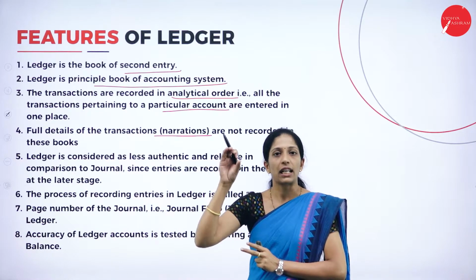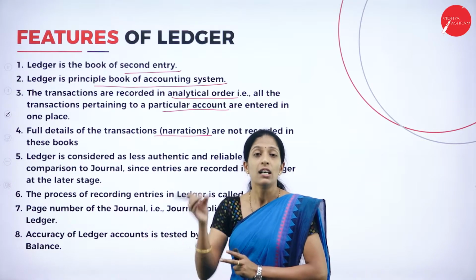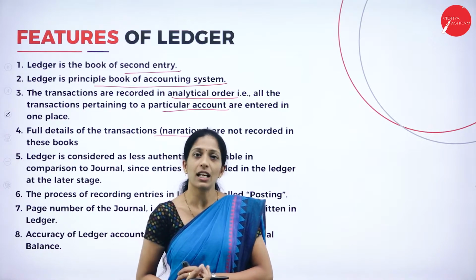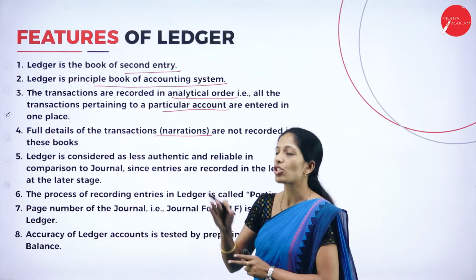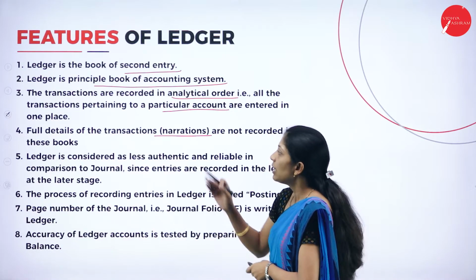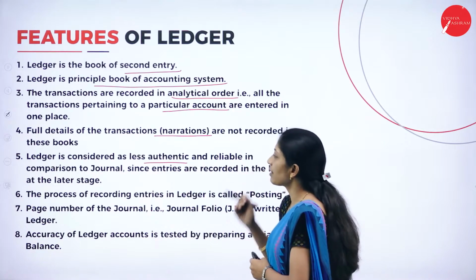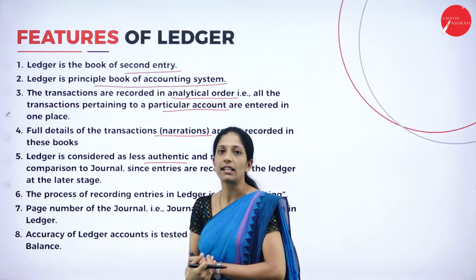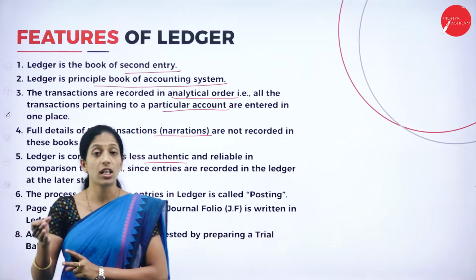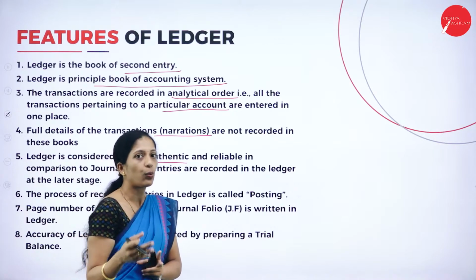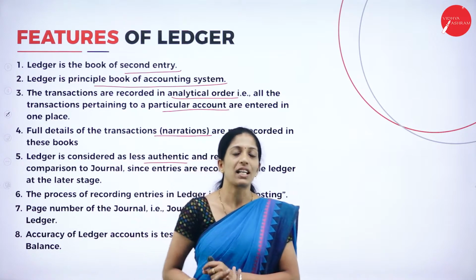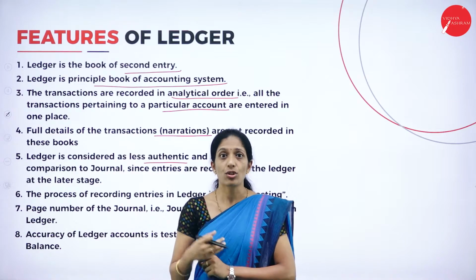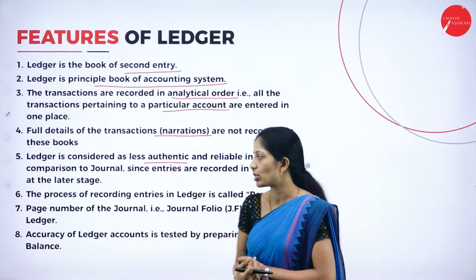So, in journal, after each and every journal entry, we will write a brief explanation about that journal entry, which is called as what? Narration. But that narration will not be there in case of ledger. So, ledger is considered as less authentic and reliable in comparison to journal, since entries are recorded in the ledger at the later stage. In journal, immediately we will record the transactions as and when they have taken place. But this will not happen in case of ledger. Once the transactions are recorded in the journal, then it will be transferred to ledger. So, it is less authentic when compared to journal.